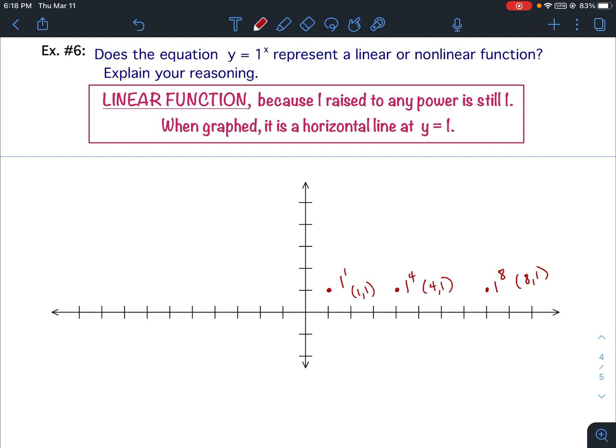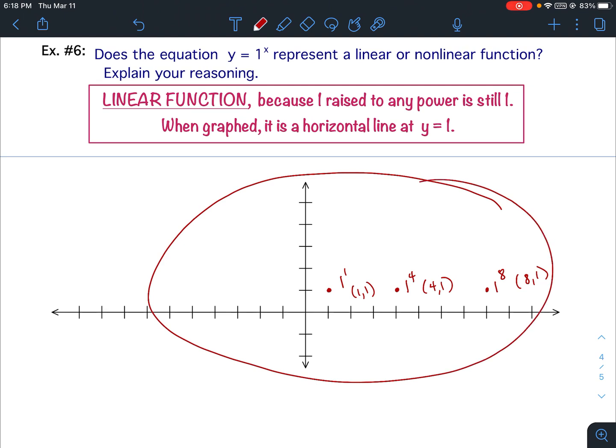You do not have to draw this down here. You do not need to draw that. I just wanted you to see.